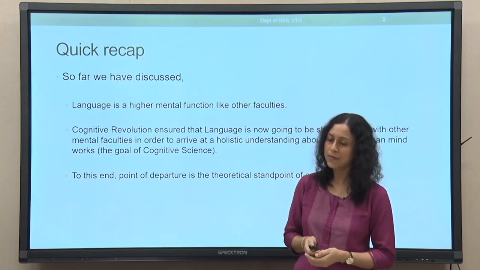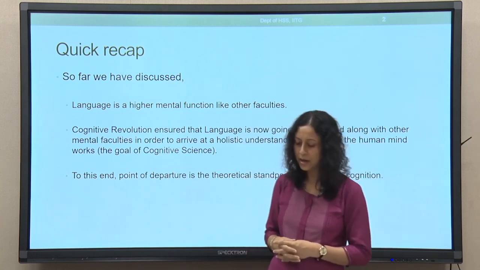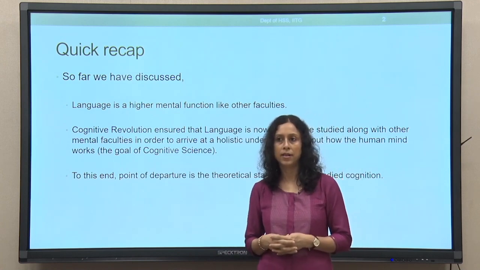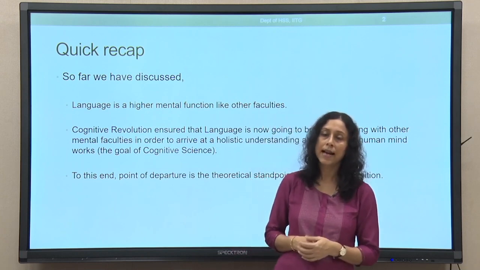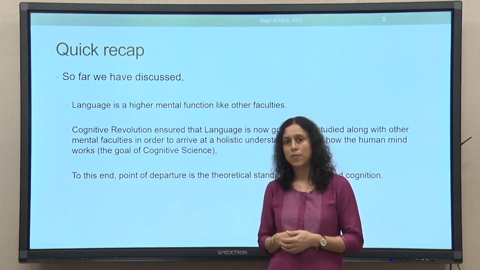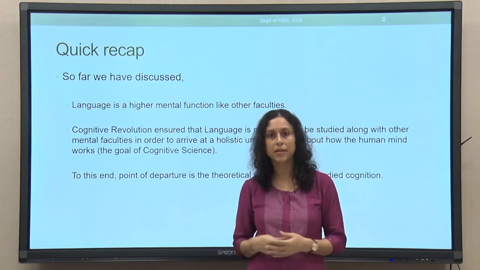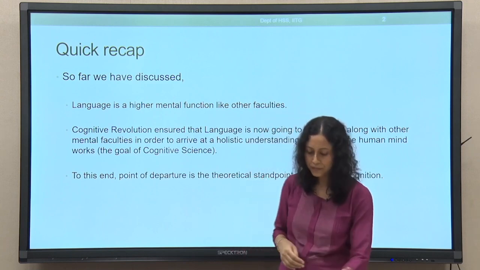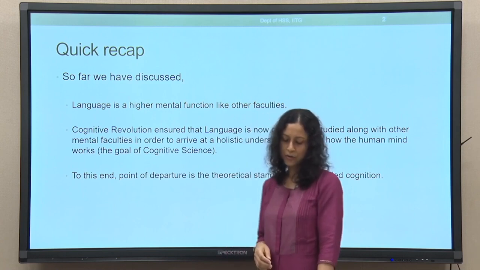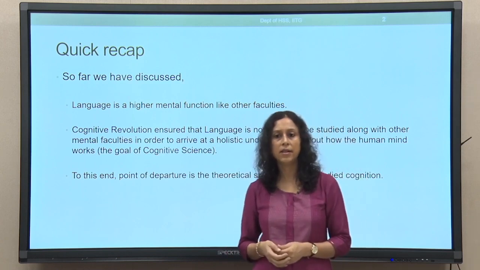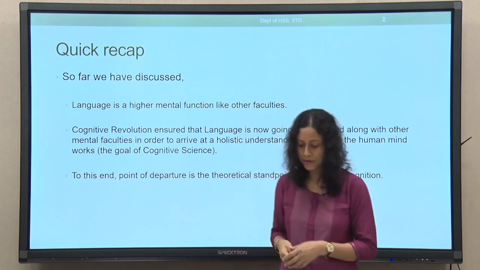So, language is innate, it is one of the higher mental faculties. Similarly, the cognitive revolution ensured that language is now going to be studied along with other mental faculties. So, not only is language one of the faculties to be studied as a mental faculty, as a mental process, but at the same time, language will be studied in terms of its relationship with other mental faculties and also, of course, in terms of the brain structure and how the brain functions are associated and so forth, in order to arrive at a holistic understanding of how the human mind really works. In fact, this is the stated goal of cognitive science.